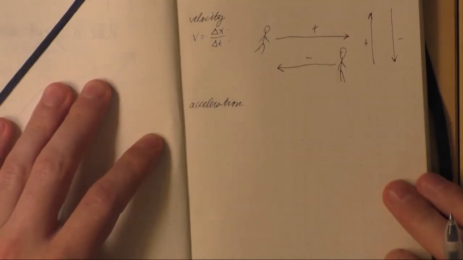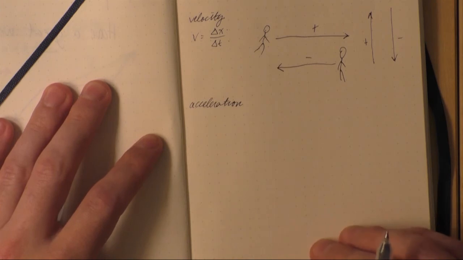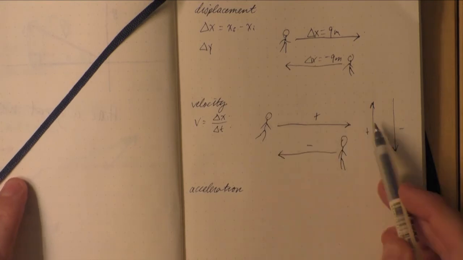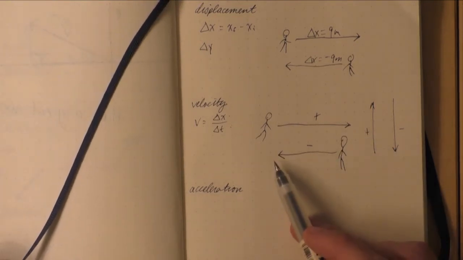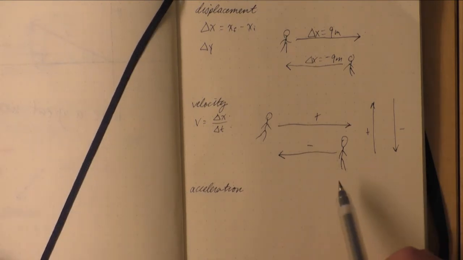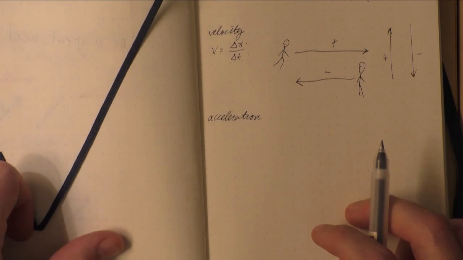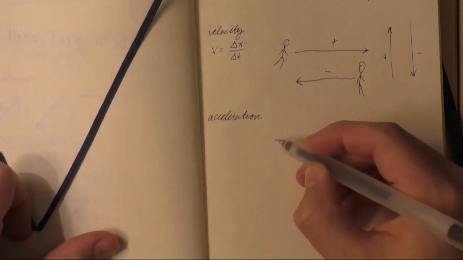Acceleration is honestly the hardest to conceptualize because it's harder to see. You can see somebody moving to the right, and it's obvious that that person has a positive velocity, or you can see somebody moving to the left, and it's obvious that person has a negative velocity. But acceleration? It's more nuanced.